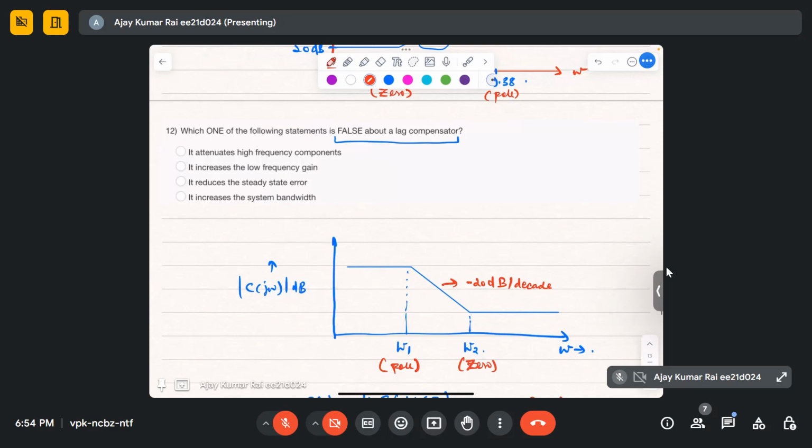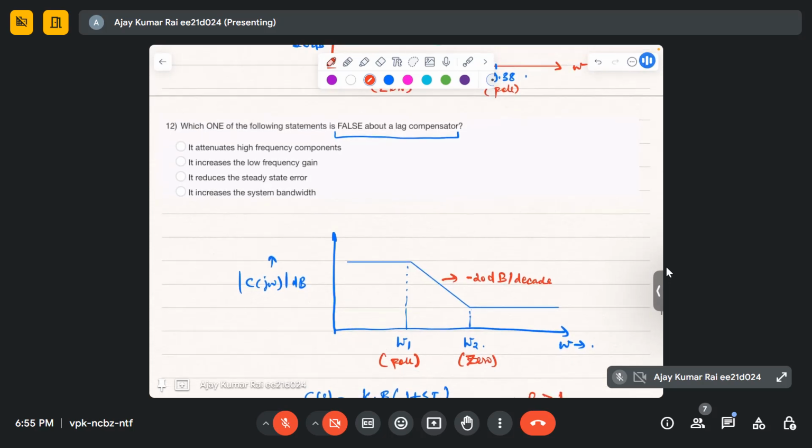Okay, so let's answer this. You have to find out which statement is false. First, it attenuates the high frequency component. Just look at the high frequency component greater than omega 2. Is it attenuating or amplifying? Tell me whether the first statement is true or false. Attenuating, correct. So this statement is true, right? We are talking about this region.